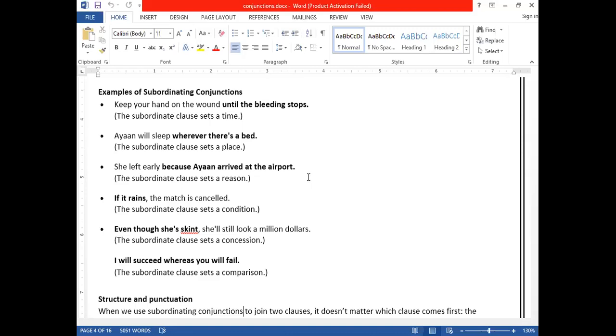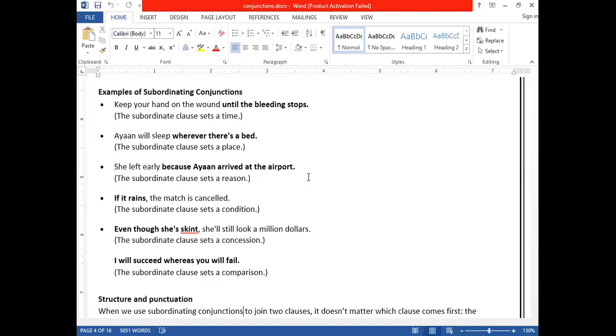So we can simply say that it can show us place as well. Next one: she left early because Ayan arrived at the airport. Now what does it show here? It tells us about because. Because is a reason. Because is called a subordinating conjunction we use for reason. Later on we will study them one by one in more detail as well.